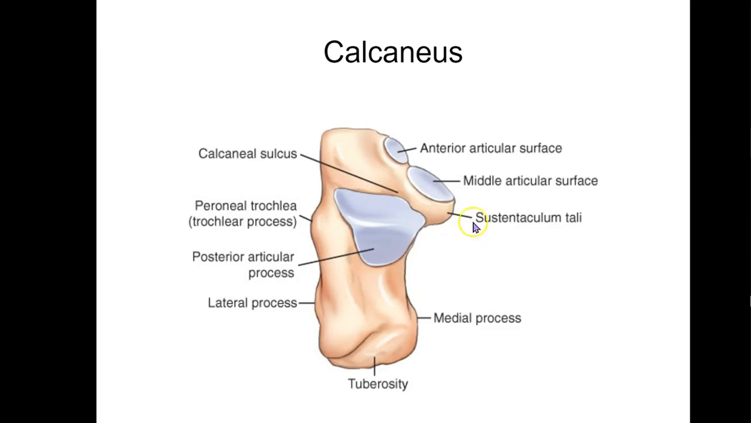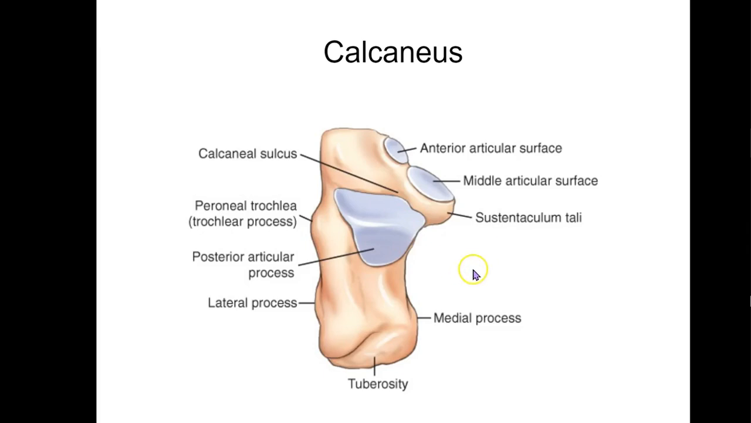Okay, notice there is a depression here, kind of in between the posterior and the middle articular surfaces. That's called the calcaneal sulcus. Remember, sulcus refers to depression or groove. Now, this depression combines with a groove on the talus, and it actually forms an opening for ligaments to pass through.